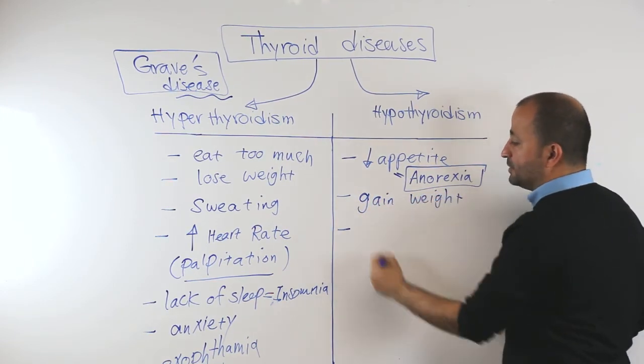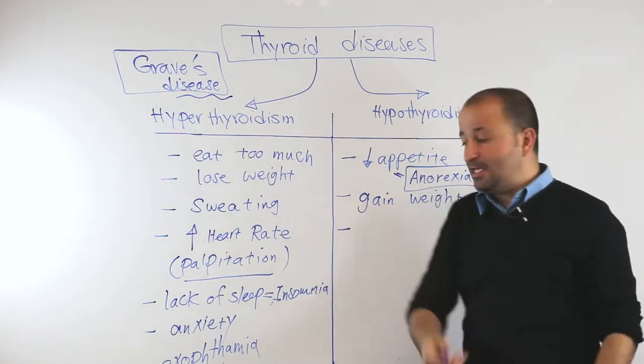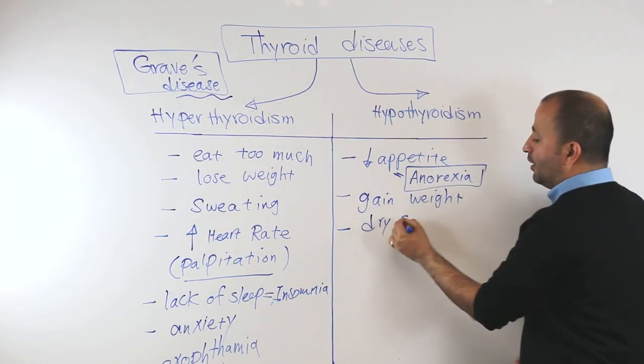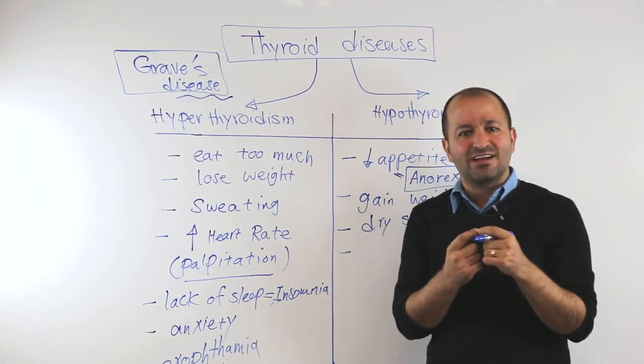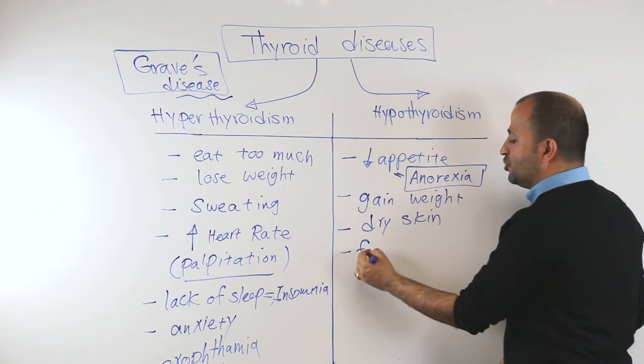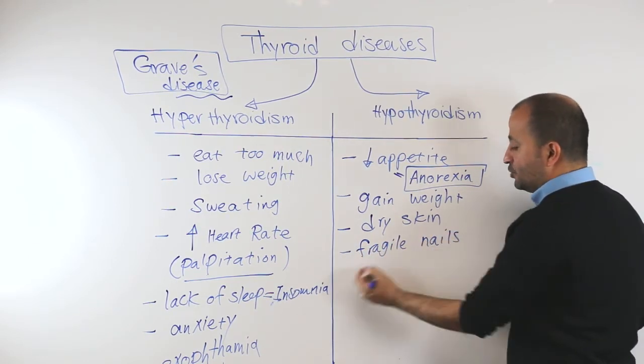You see, totally opposite. In hyperthyroidism we sweat a lot; in hypothyroidism you don't sweat. So the skin is very dry. Dry skin. The nails are very brittle and fragile because of dryness. Fragile nails, right? So like that.